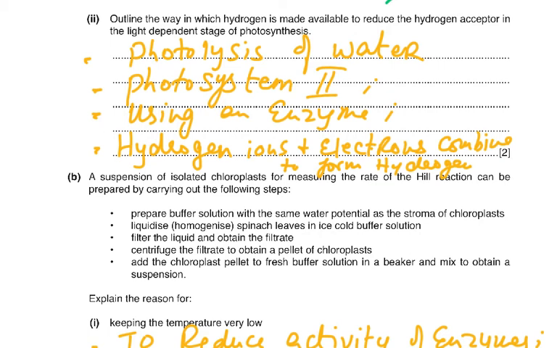So photolysis of water, photosystem 2 using an enzyme, and hydrogen ions which have come from water and the electrons which have been excited will combine to form the hydrogen.